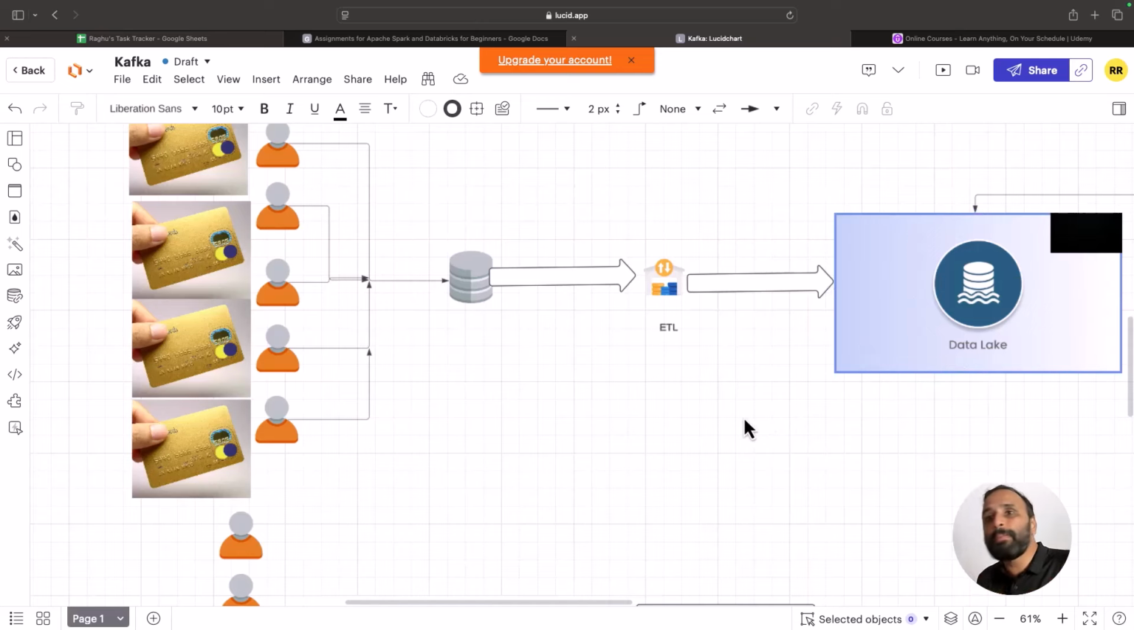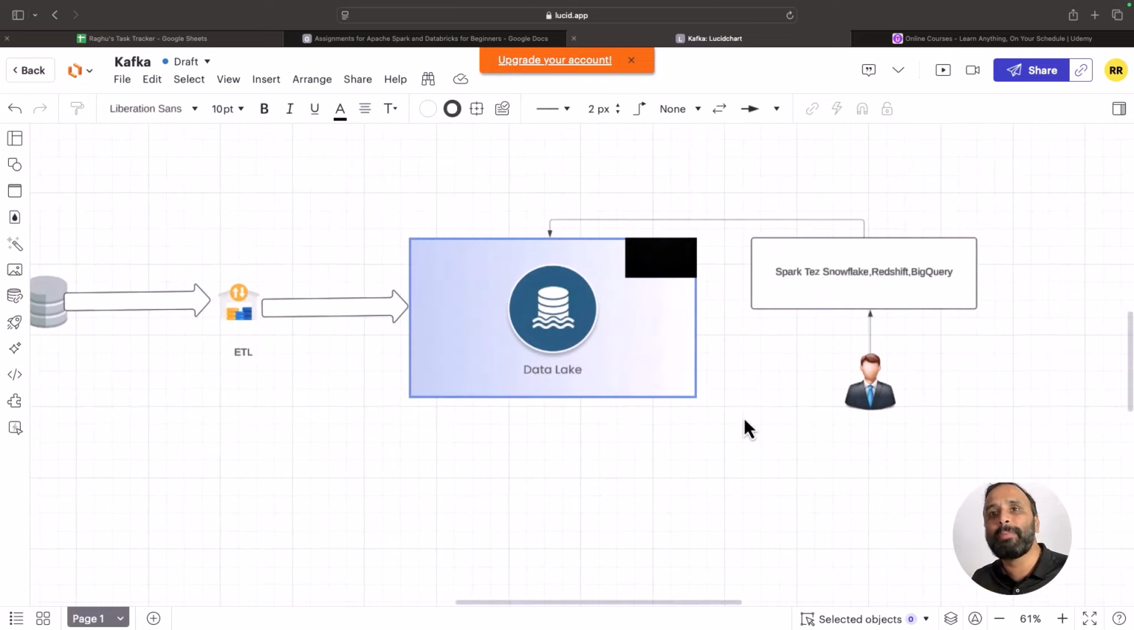Now, at the end of the month, what is going to happen? Let's say you have a manager. So this guy is your manager, right? He just wants to know, okay, last month, how many total transactions happened, or which are my top 10 customers who are spending the most amount on credit card, or which are my top 10 customers who are redeeming the reward points, something like that, right? So this manager might use some sort of an analytical tool, it can be Spark, Snowflake, BigQuery, Redshift, depending on the use case, and then they are going to query the data in the data lake.